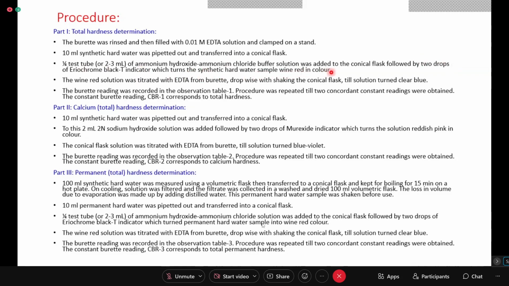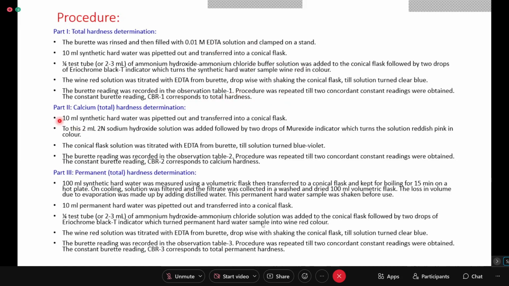red in color. Now, this wine red solution was titrated with EDTA from the burette, dropwise, with shaking of the conical flask, till the solution turned clear blue. At the point where it turns clear blue, the burette reading was recorded in observation table 1. The procedure was repeated till 2 concordant constant readings were obtained, and the constant burette reading CBR1 corresponds to total hardness. Okay, so this is the procedure for part 1.